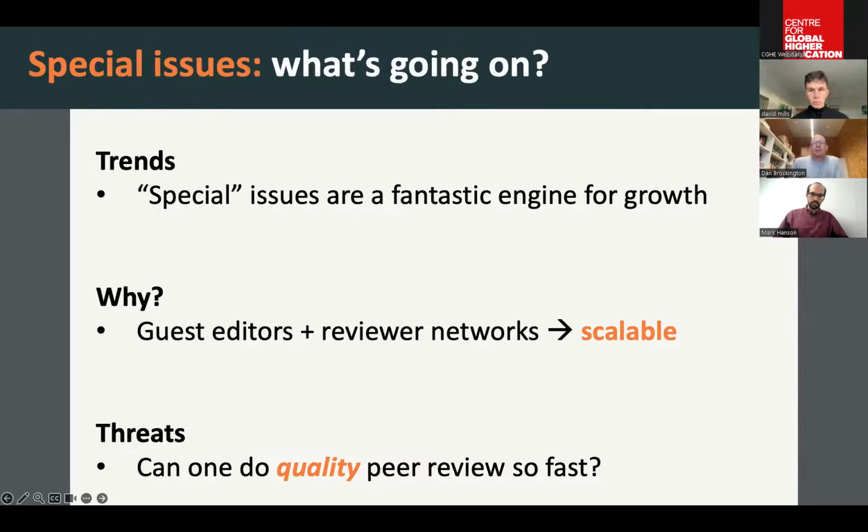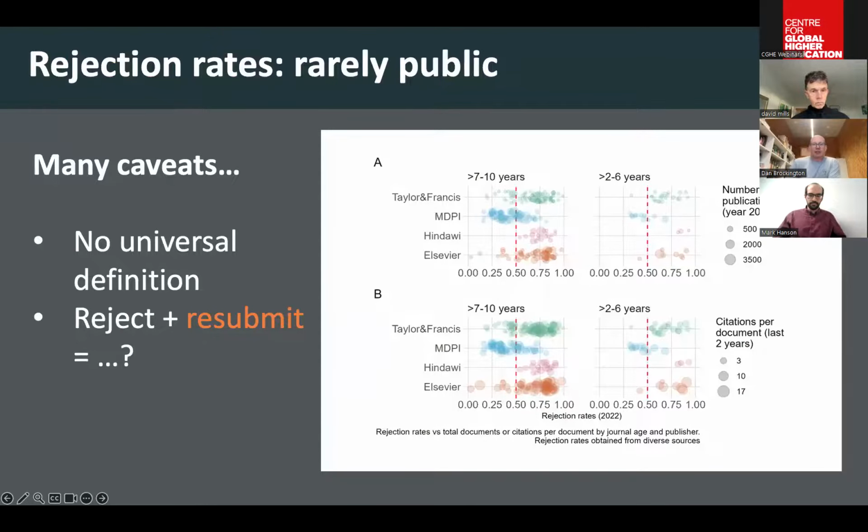What's going on here? Well, special issues are one of the ways in which journals can grow so quickly, because they're able to leverage the network of their guest editors. The guest editors can source the extra papers which are required, and they can use their networks to find reviewers who are going to be more willing to review quickly papers of colleagues within their networks, with obvious threats to quality.